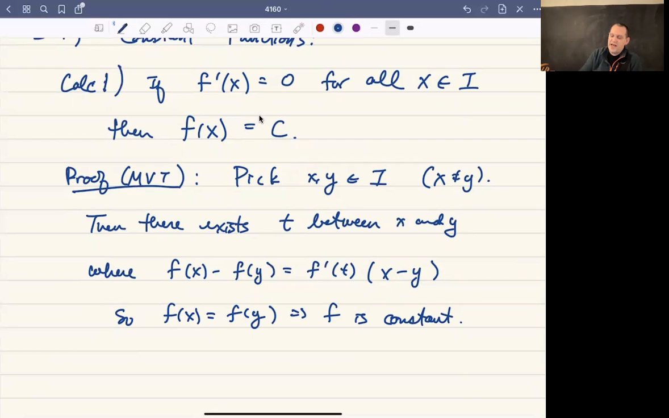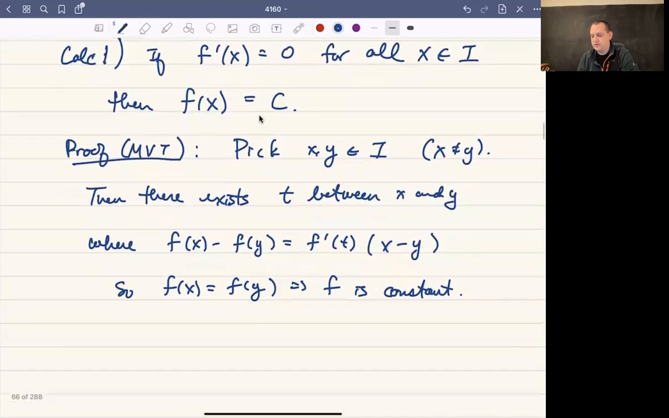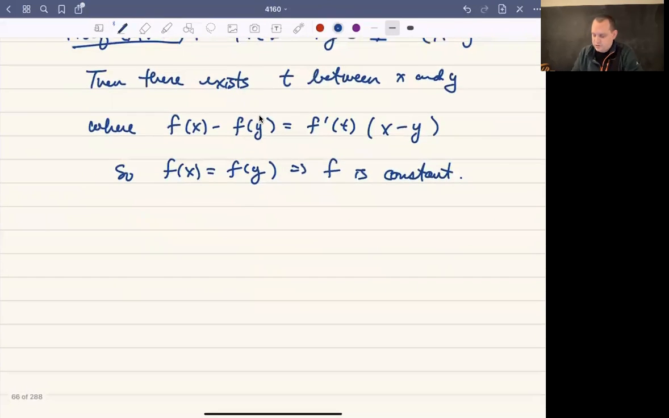Now, this fact is still going to be true in complex numbers, but the difficulty is that there's no analog of the mean value theorem, at least not a perfect analog right now. So we're going to have to have a little alternative proof here. So let's call this a proposition. The same statement's going to be true, but we have to word this a little bit carefully.